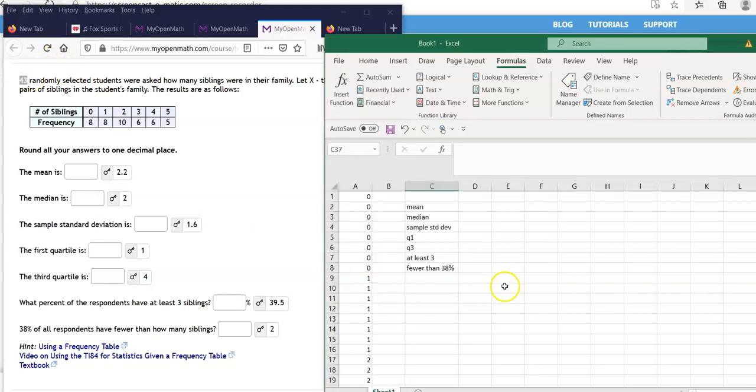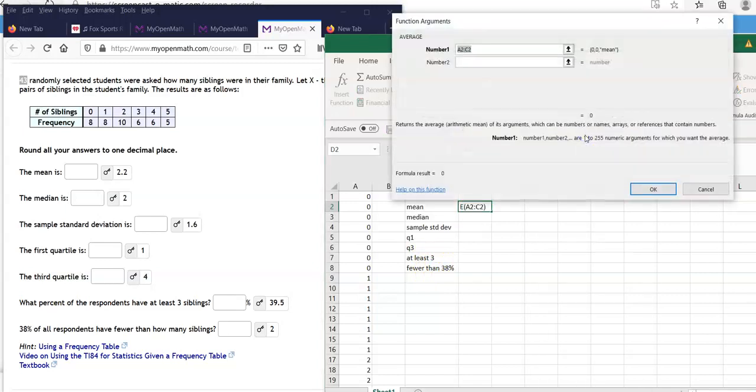There might be another way to do that, I don't know, so it doesn't take that long. Honestly, I know it looks like it's a monster task, but it really isn't. So the mean, and I typed these all ahead of time too to save time. More function, statistical, average is how you do mean.